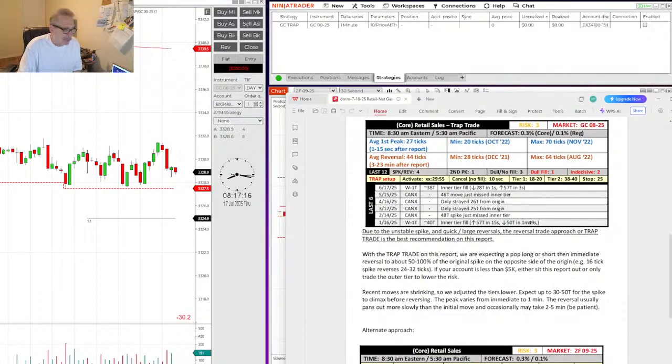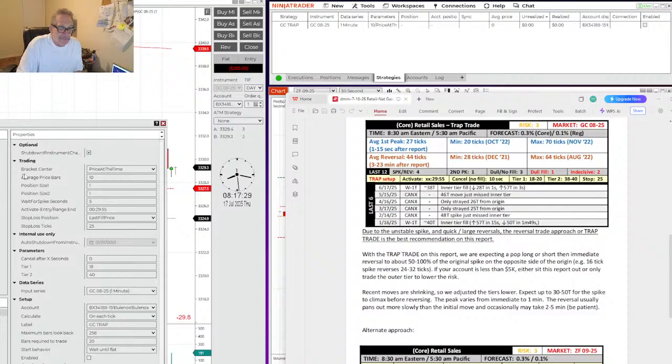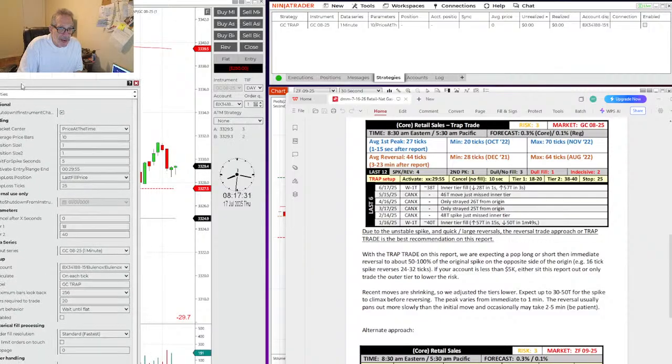Let me go over it one more time from scratch. If I was going to use micro gold, I would use a 40 stop. So one more time, the trap strategy.